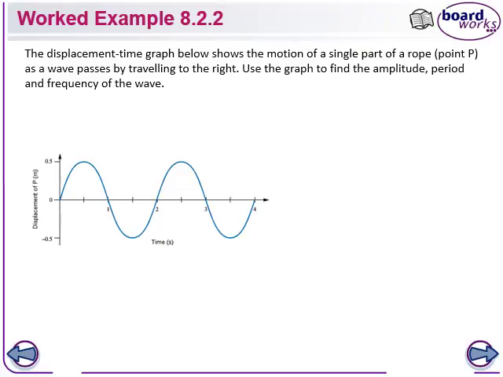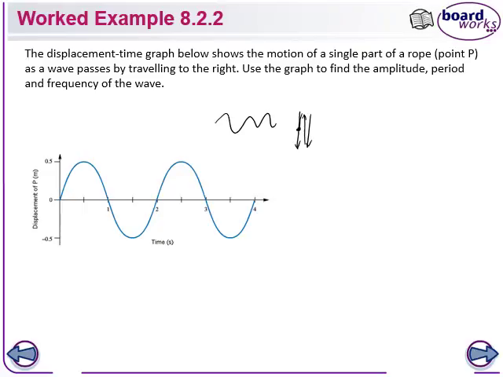Okay, so when we have a displacement time graph, we are looking at a single point and how that single point moves over time. So if we have a little point here, and we imagine that a wave is coming past like that, this point is going to go up, then back down, then back up, then back down, and so on. So it's going to follow the path of this graph. Okay, so we're just looking at an individual point here. So let's have a look.